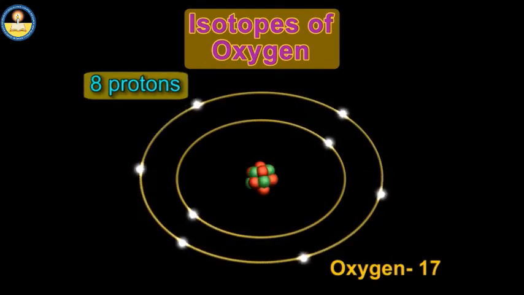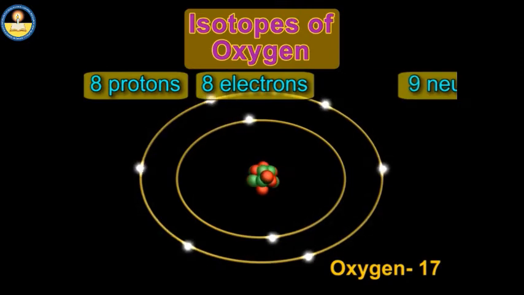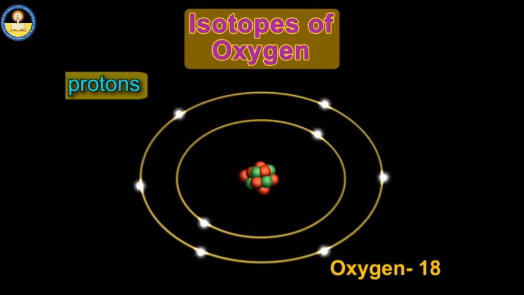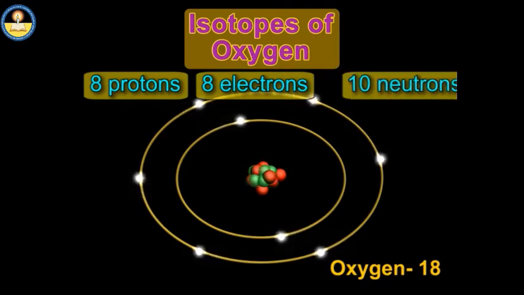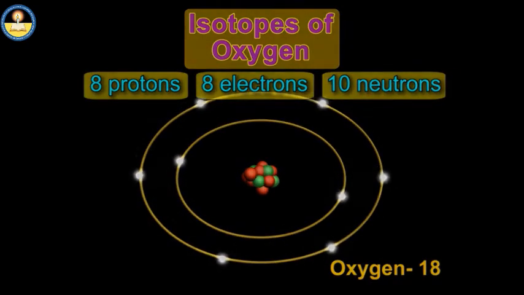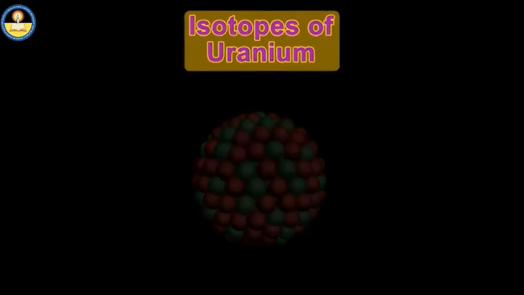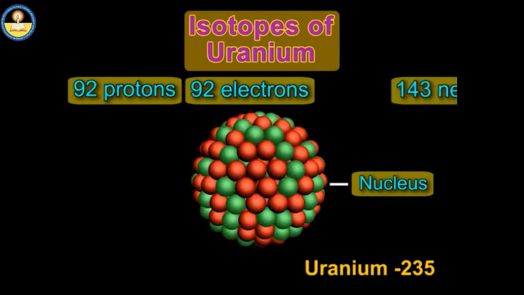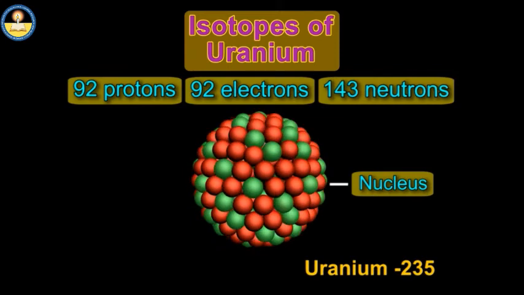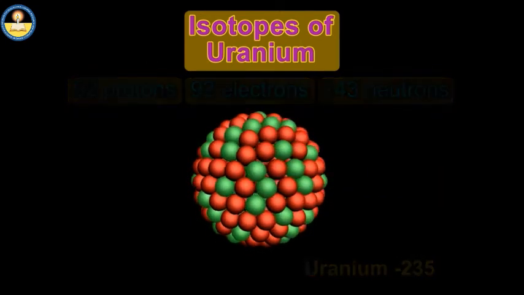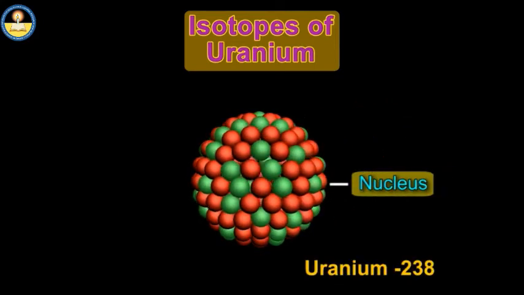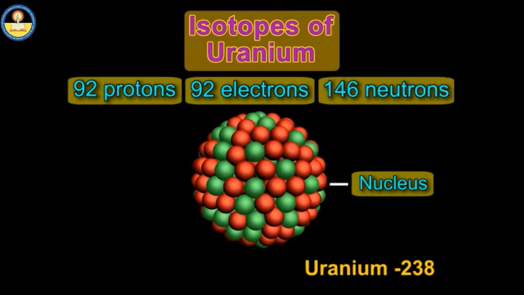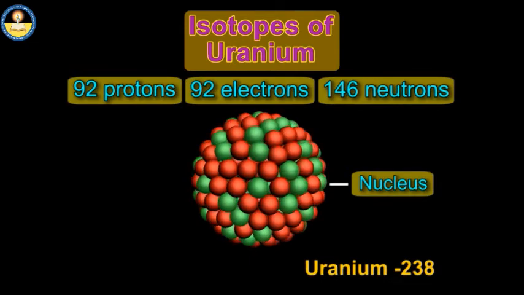Oxygen-17 has 8 protons, 8 electrons and 9 neutrons. Oxygen-18 has 8 protons, 8 electrons and 10 neutrons. Uranium-235 has 92 protons, 92 electrons and 143 neutrons. Its mass number is 235. Uranium-238 has 92 protons, 92 electrons and 146 neutrons. Its mass number is 146.